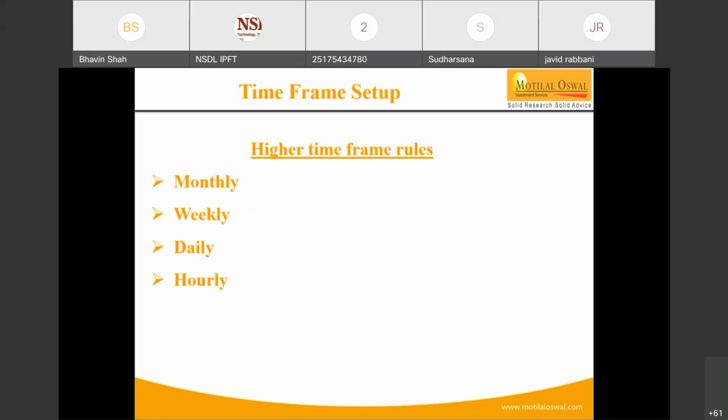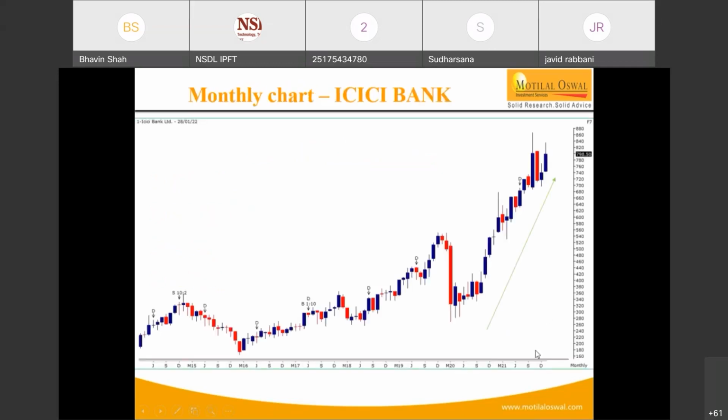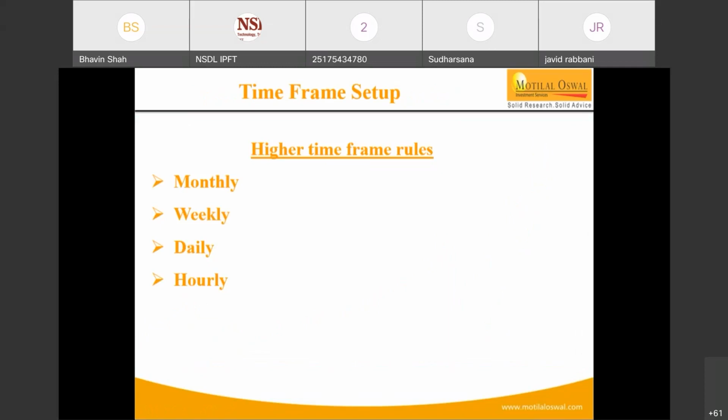And if it's a pure investor, a pure trader, hourly and daily would help them to take the positions. So the most important thing here is that the higher time frame always rules. This is a rule which I think everybody should understand: whenever you want to take a position, you have to see what the stock or the index is doing in the higher time frame.